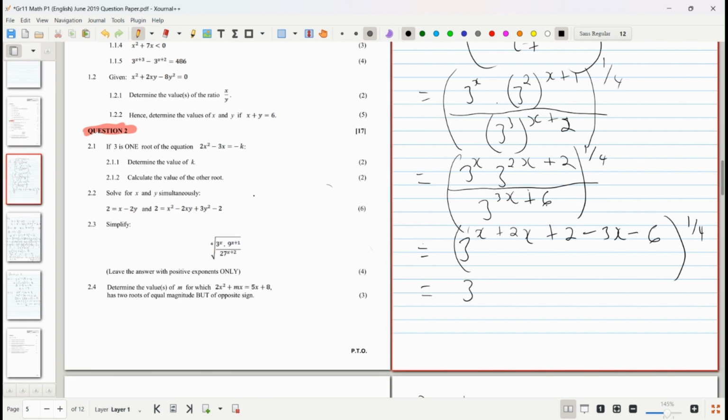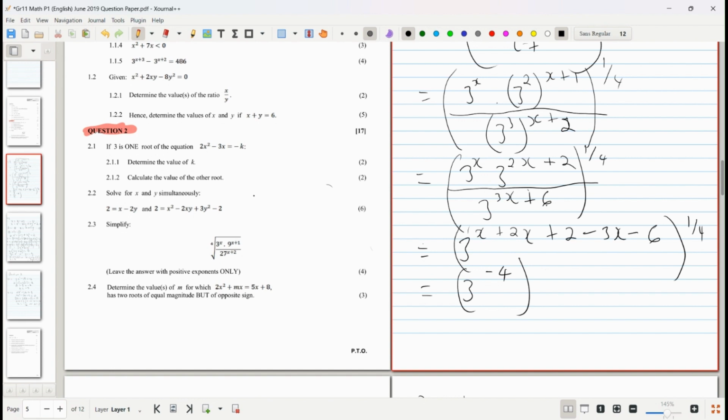So we'll have 3 to the power x plus 2x, which is 3x. When we group our like terms, 3x minus 3x will give us 0. So we'll have 2 minus 6. This will give us negative 4.